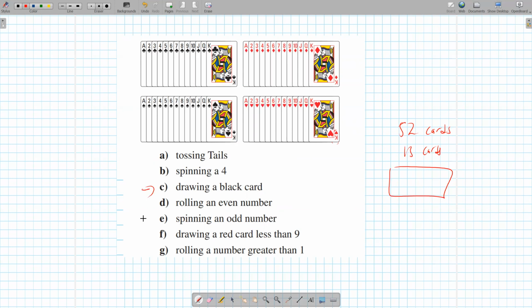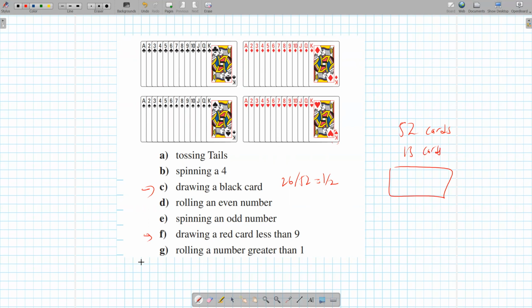Let's look at C. What's the probability of drawing a black card out of a deck of cards? 26 out of 52. And you can even reduce that. That will just be 1/2. So half the time you'll draw a black card and half the time you'll draw a red card. What about this one?